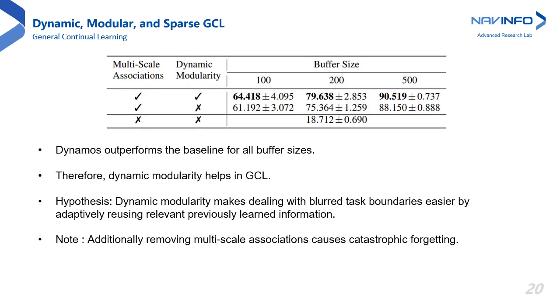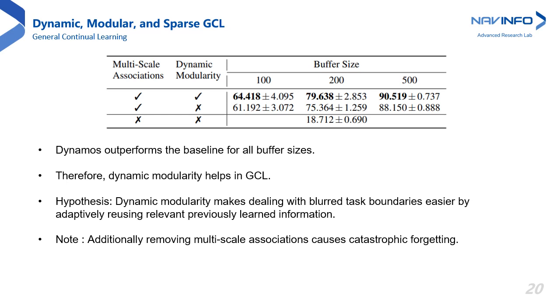Last row corresponds to naive gradient-based learning, where there is no strategy to counter forgetting. As seen in the table, this leads to catastrophic forgetting. First row corresponds to Dynamos. The second row, with only multi-scale associations, corresponds to not using any agents and forms the baseline to show the impact of dynamic modularity. It can be seen that Dynamos outperforms the baseline for all buffer sizes.